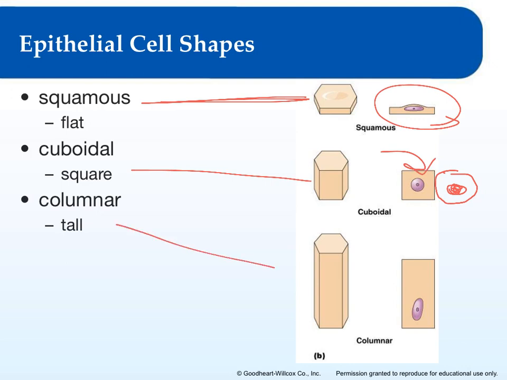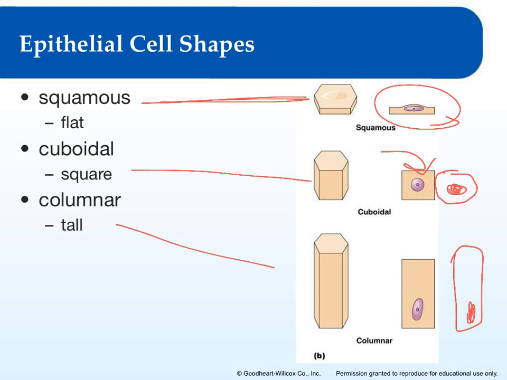And then that leaves our third shape to be the columnar cells. The columnar cells are going to be taller than they are wide, and they're basically going to be rectangular. Okay, so they're going to be rectangular or shaped like a column. So your epithelial cells have these three basic shapes: squamous, cuboidal, and columnar.